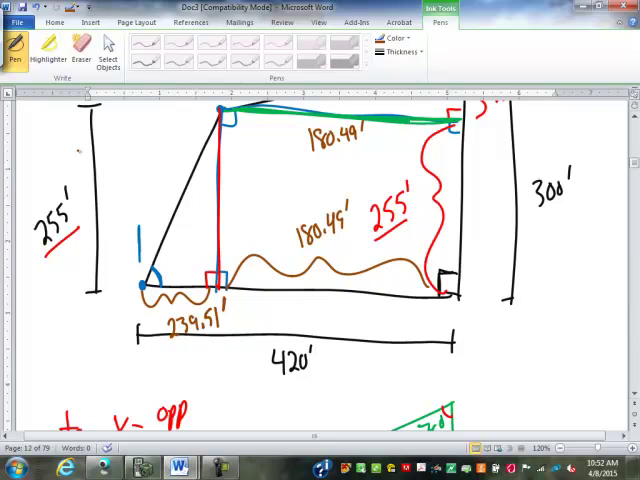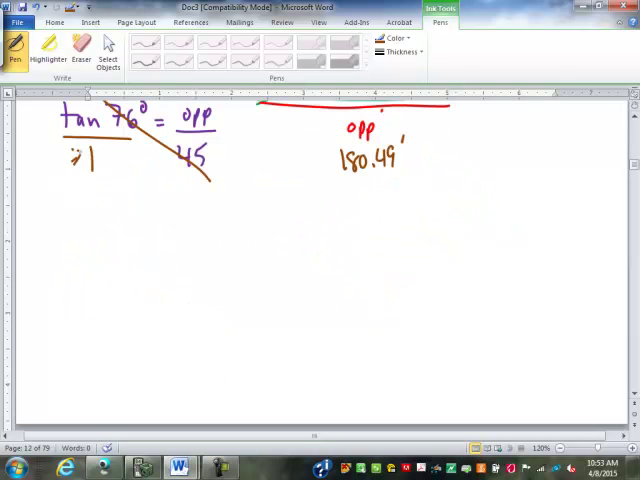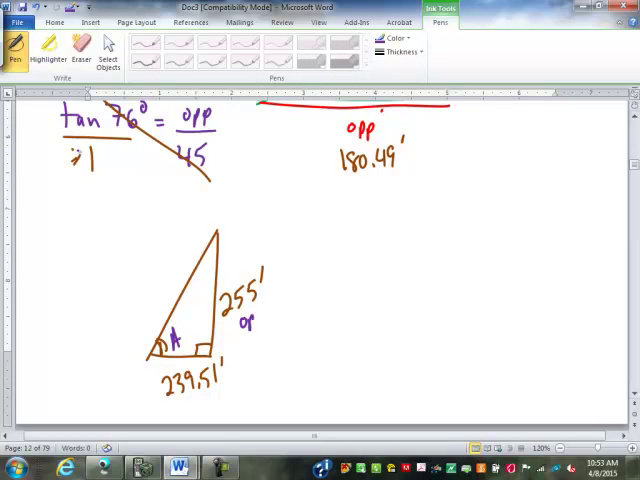So now we have this triangle here where we know two of the sides, and we know we have a right angle, so we want to find that second angle. So let's draw that. This side is 255. This side here, we just said 239.51. And we're looking for this angle here. So what we have according to that angle, if I call that angle A, we have the opposite and adjacent again, which means we're still using tangent.